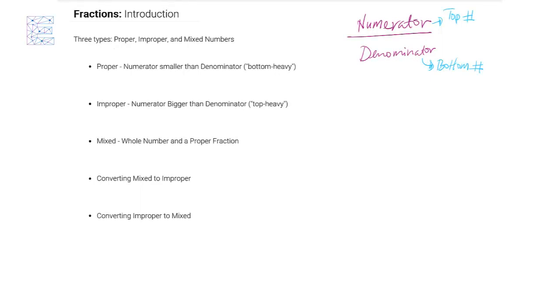Fractions introduction. Fractions are basically a representation of numbers where you have a top part known as a numerator and you have a bottom part known as a denominator. There are 3 types of fractions: proper, improper, and mixed numbers, also known as mixed fractions. Proper fractions are where the top number, the numerator, is smaller than the denominator. An example, 3/5. Improper fractions are where the numerator is bigger than the denominator. An example of that may be 7/3.